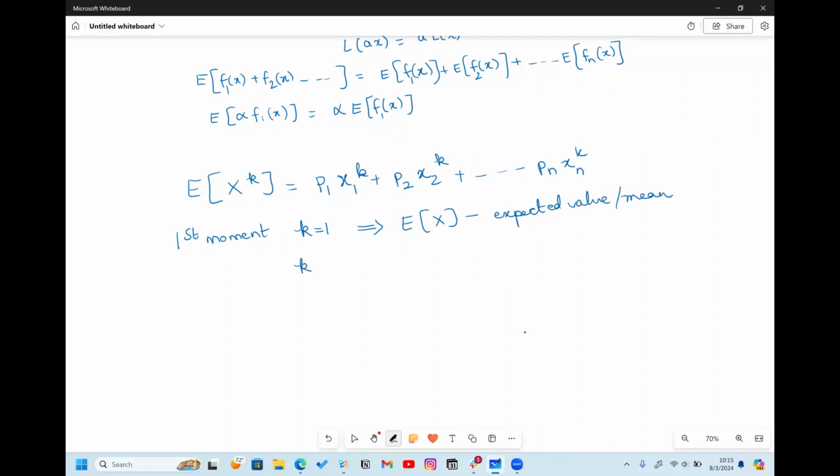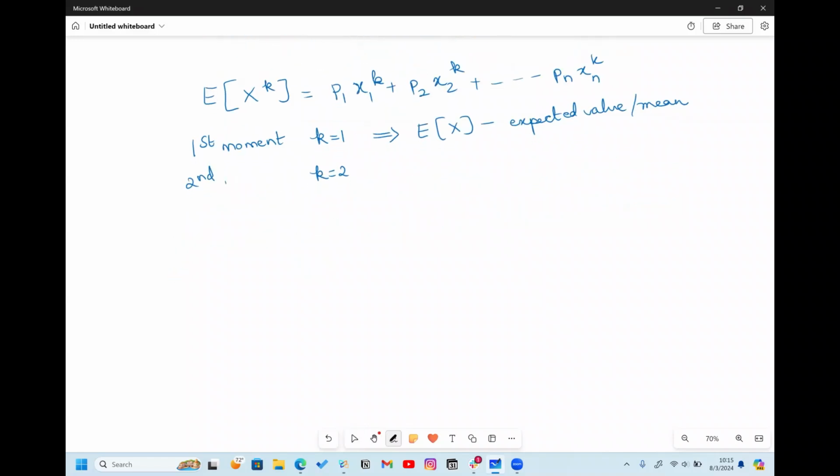When k equals 2, it is the second moment, the expectation of x squared. Variance is not exactly the expectation of x squared, because we try to center it with respect to the mean. So we subtract the mean value and square it, but it is derived out of the second moment. So this is variance.